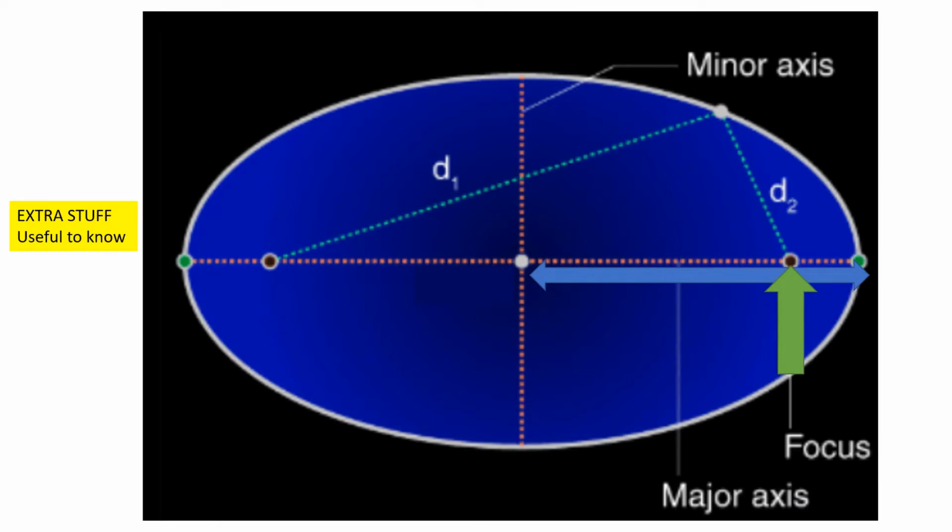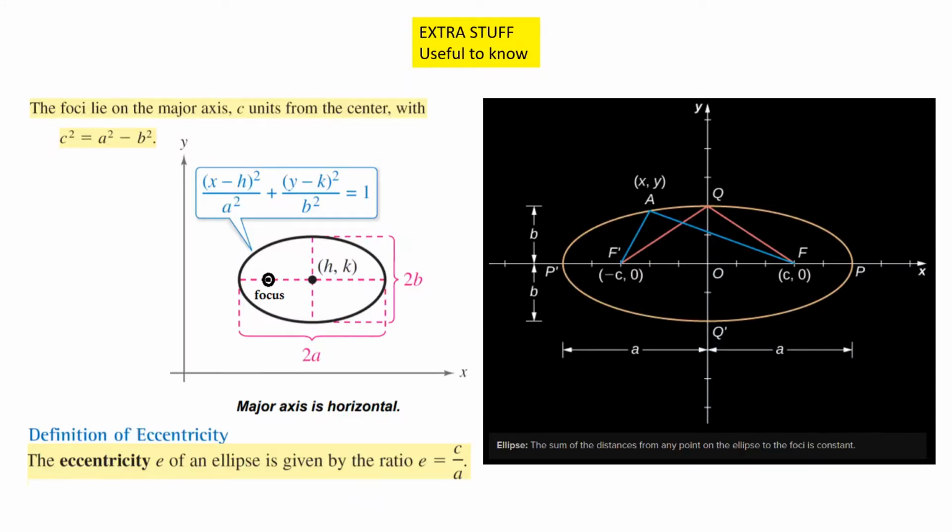So here's another diagram. Here the focus is pointing towards the small black dot. The major axis is the longest diameter. The minor axis is the shortest diameter. So the foci lie on the major axis. If you look at the ellipse on the left hand side, the foci lie on the major axis, c units from the center, with the equation c squared equals a squared minus b squared.